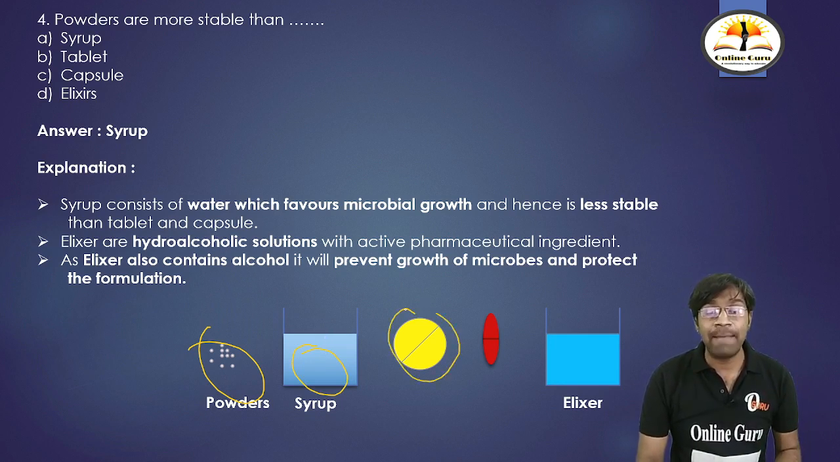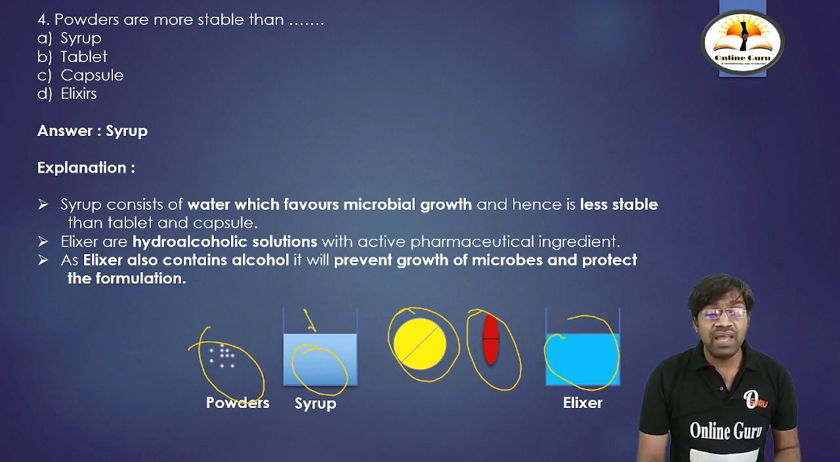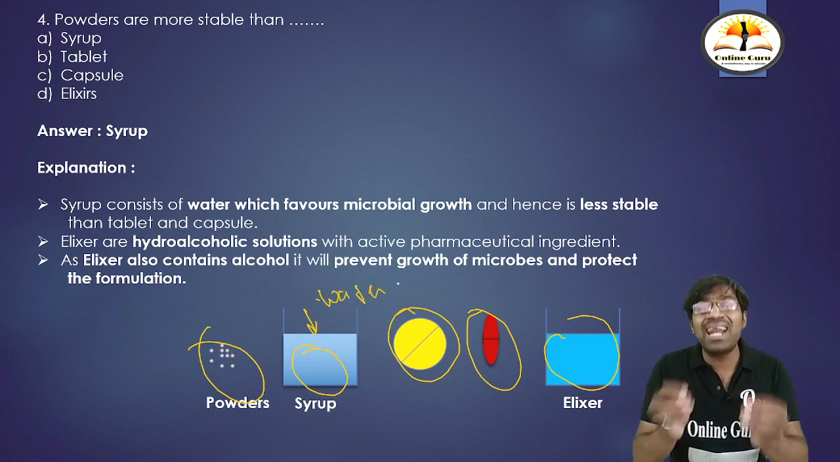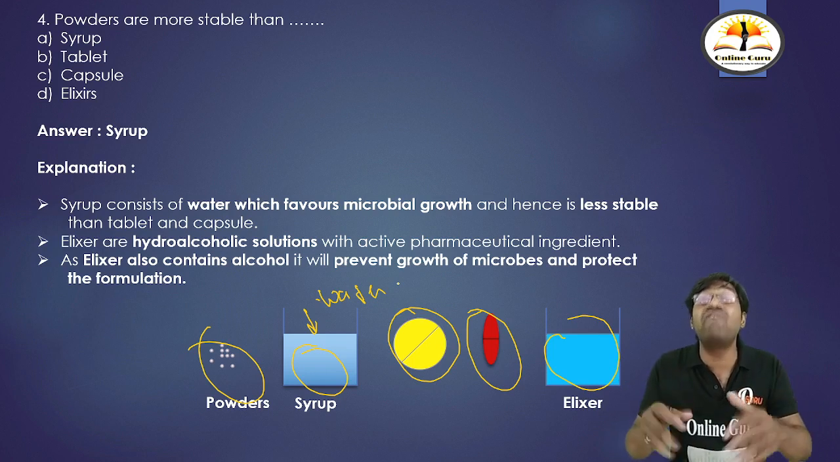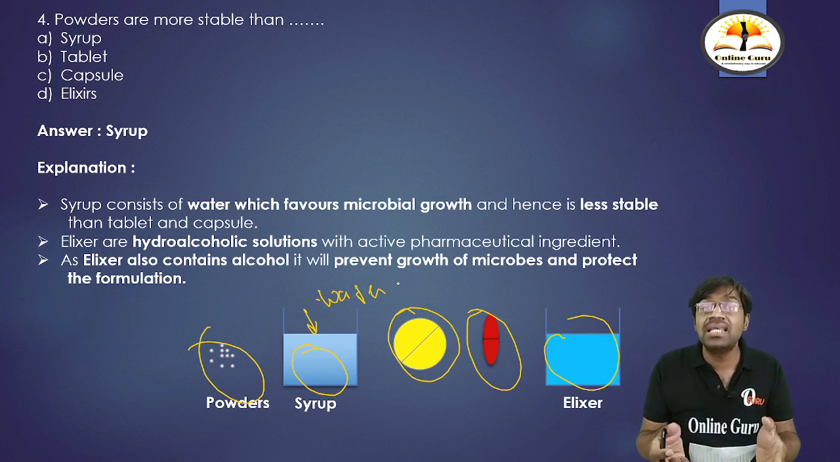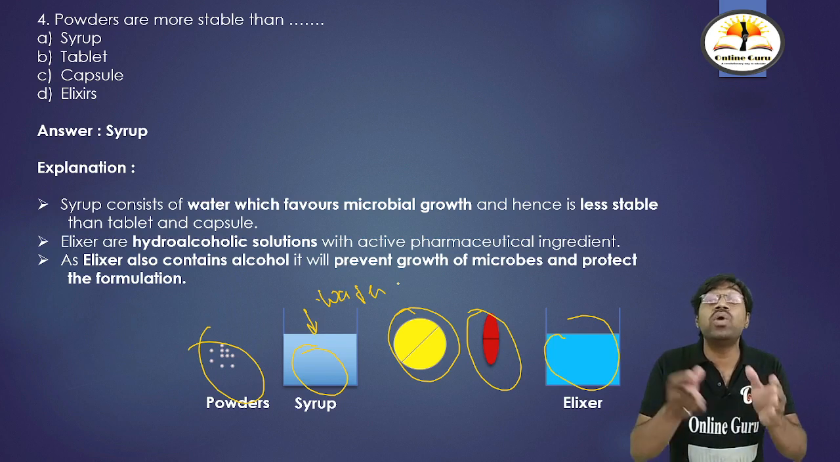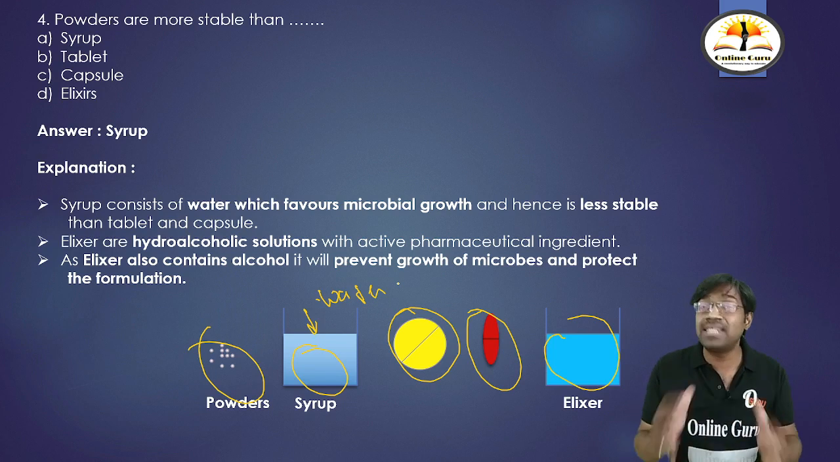With respect to tablets, it is a solid dosage form. Capsule is also a solid dosage form. Elixir is a hydroalcoholic solution. What will happen when there is any water present inside a dosage form? Water will act as a medium. It will act as a favorable condition, a growth promoting factor for the growth, development as well as multiplication of microorganisms. And hence, these microorganisms are going to degrade the dosage form as well as the drug. So, it is not stable.